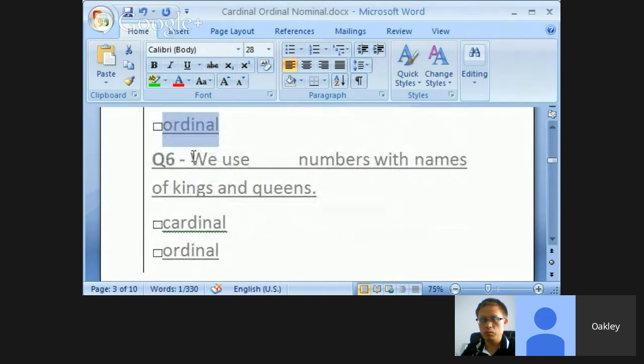Tatiana, use what numbers with names? And names of kings and queens.